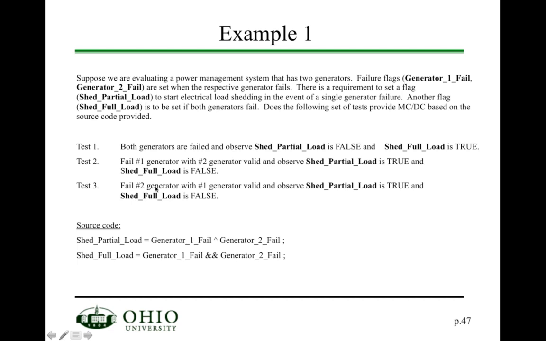Test 3 would be to fail the second generator and keep the first one valid. In that case, shed partial load should be true and shed full load is false. Now, suppose that somebody in their source code actually implements the following logic.